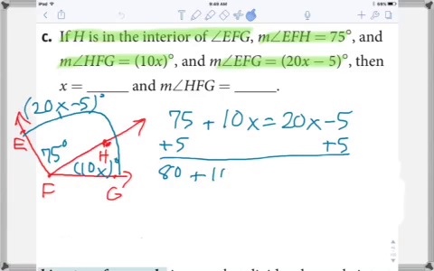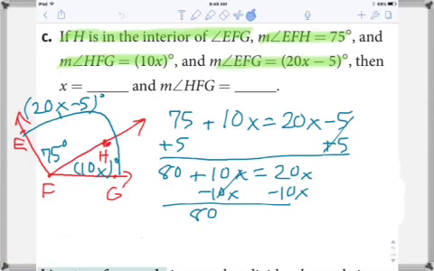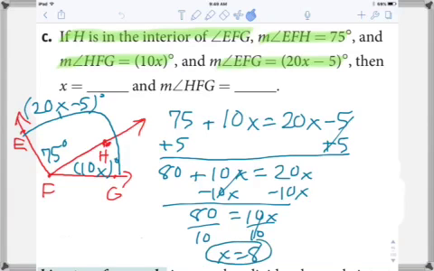From here we just solve this equation. We could add 5 first, which will give us 80 plus 10x equals 20x. Then we can subtract 10x on each side. We get 80 equal to 10x, and we divide by 10, and x is 8.